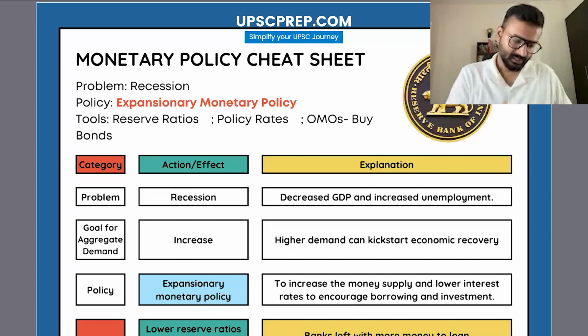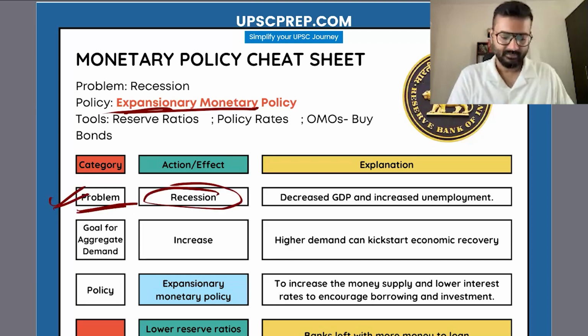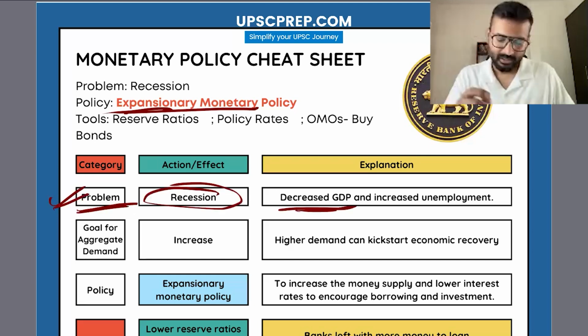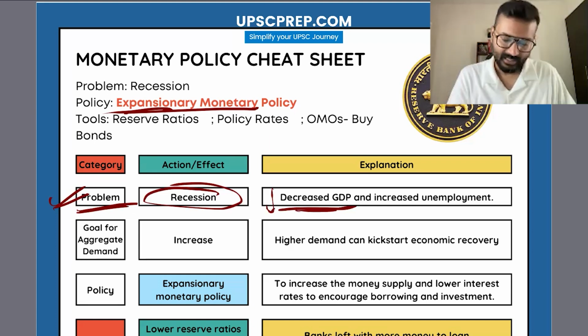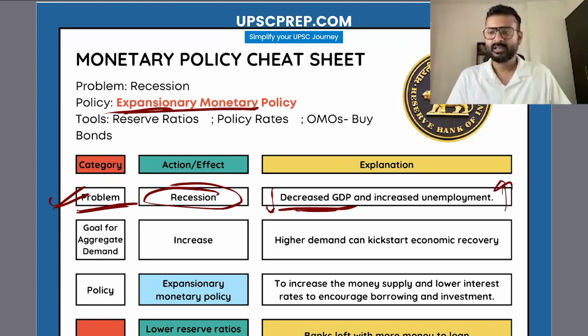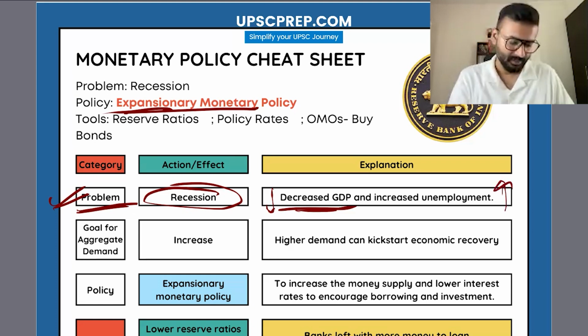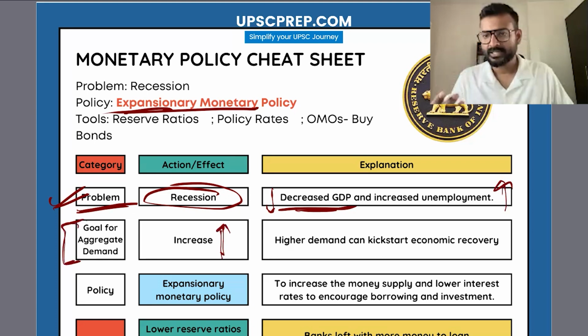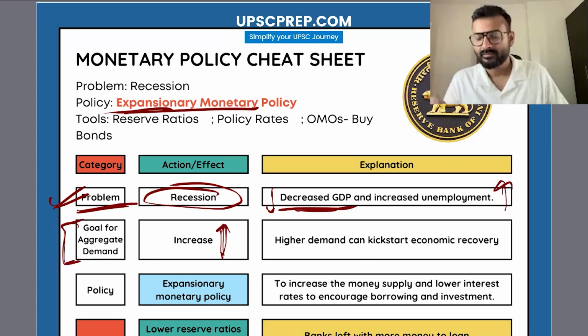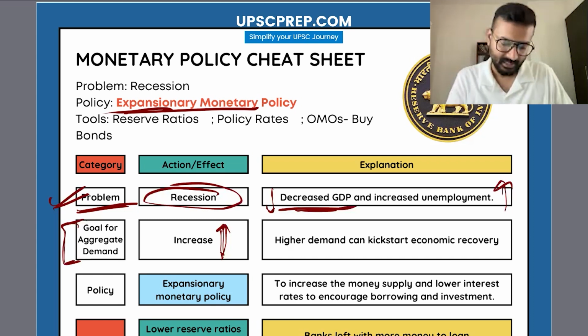So in this cheat sheet, this is the cheat sheet for expansionary monetary policy. We have identified the problem. The problem is recession, which means either a stagnated GDP or a decrease in GDP and increase in unemployment. Okay. So in this case, RBI क्या करना चाहेगी? RBI would like to increase the aggregate demand in the economy. So the goal for the aggregate demand is increase. So जब aggregate demand बढ़ जाएगा, so तब investment भी बढ़ेगा, more economic activities will start taking place, right? So this will kickstart the economic recovery.